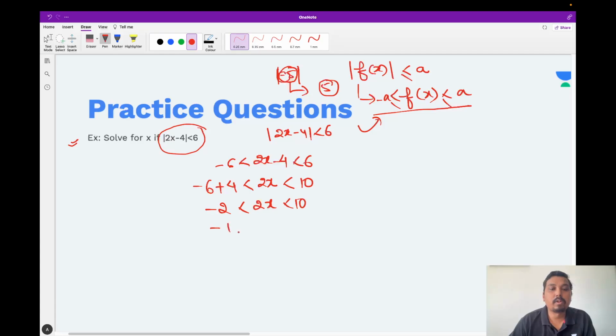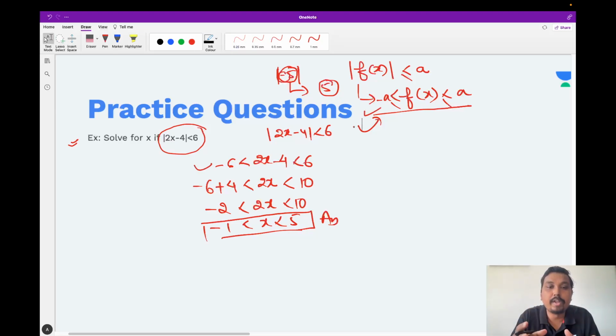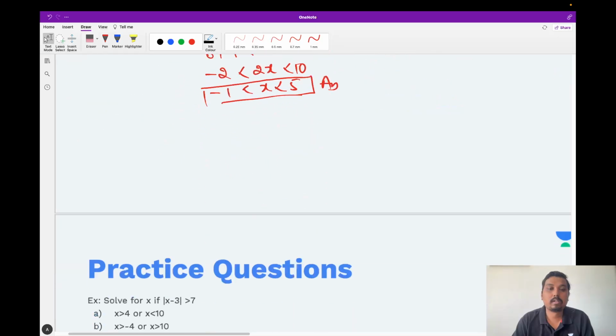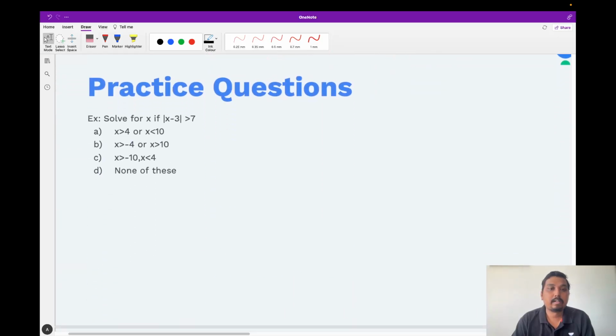Divide by 2 on all sides, nothing is going to change. Minus 1 less than x less than 5. So this is my simple answer. If you know inequality, if you know this particular absolute value concept, there is no way you are going to do any questions incorrectly. Now, there is one more way to do that, which I have taught you in my absolute value class. We'll see this other method in this particular question also.